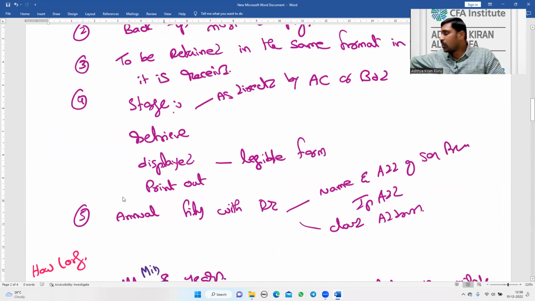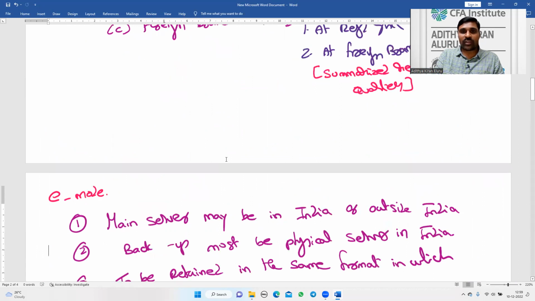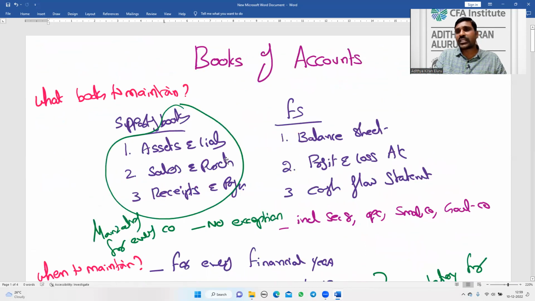These are the points related to books of accounts. Let me check the board material to see if I have missed any points. Right, that's all with a brief overview of maintenance of books of accounts, section 128. In the next lecture, we'll discuss section 129, that is financial statements. Thank you.